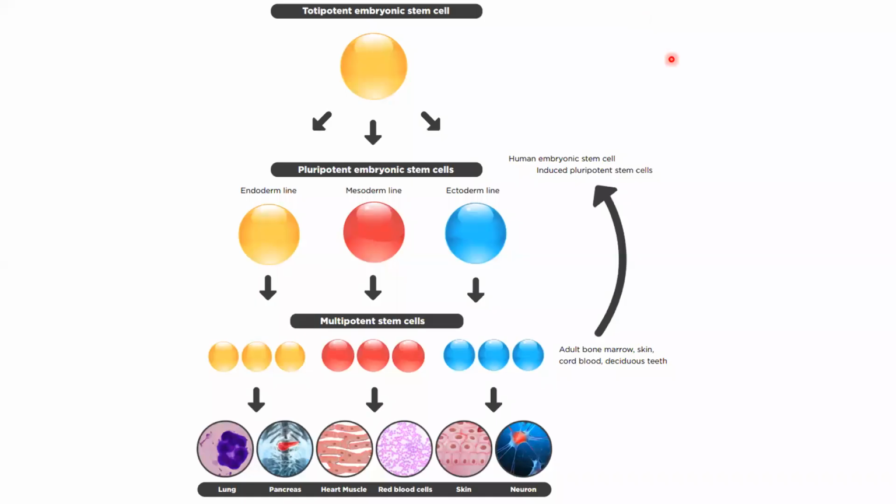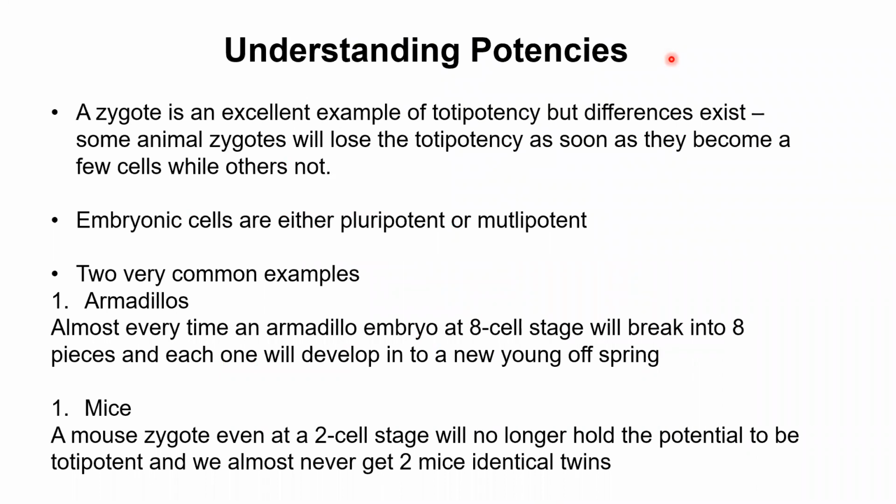Okay, carrying on. Understanding potency. Now, zygote is a perfect example of totipotency. But again, even in the zygote cells of different animals, there would be differences. When we say differences, we're not talking about the physiological or the anatomical differences of zygotes. Of course, they are always there. We talk about the differences in terms of potency, or we could say in terms of totipotency.